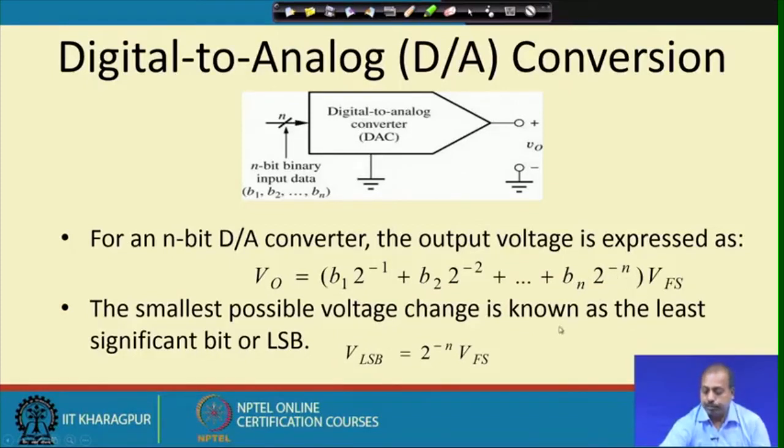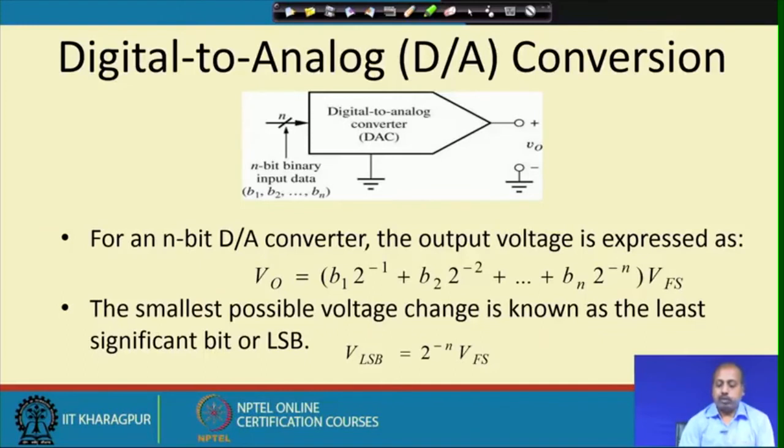So you get a value very close to VFS, which means you are getting the full scale range. That way, digital to analog converters are useful for converting the digital value that we have got after processing into an analog signal to be sent to the environment.